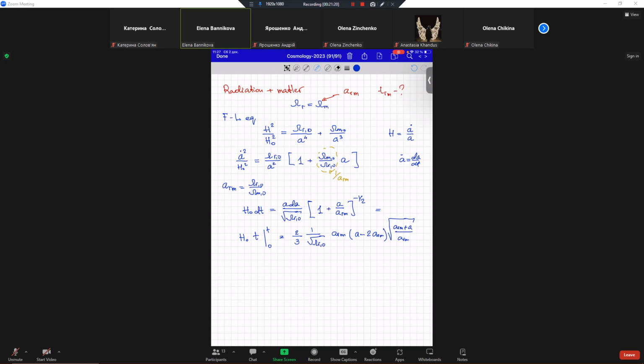Because this is the integral of x over (1 plus x) to the power of minus 1 divided by 2, dx. So this is a table integral which can be expressed exactly through the square root. And we need to put the limits, and the limits we put from 0 to a.